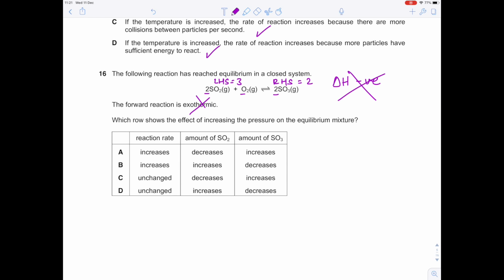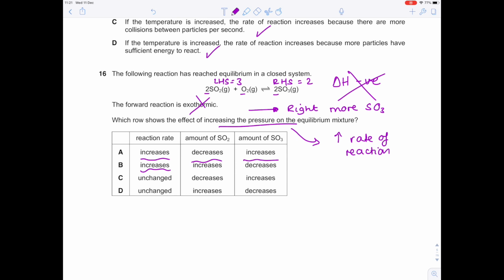So if we increase the pressure, the system will try to oppose the change, which means that the position of equilibrium shifts to the right, meaning that there's more SO3 made. Because we've increased the pressure, we're also going to increase the rate of reaction by definition. So looking along here, increases, SO2 will by definition decrease, and that's because the amount of SO3 has increased. So the answer here is A.